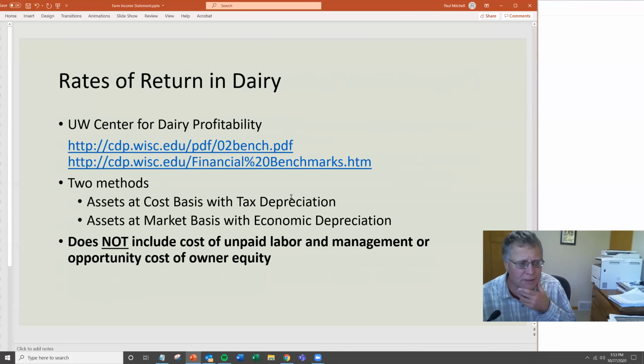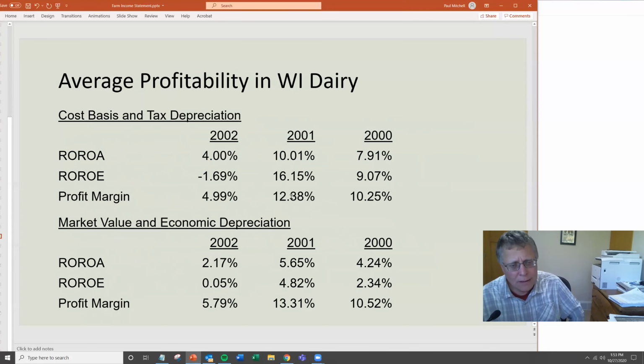They've got a couple of web pages here. There's two methods: assets at cost basis with tax depreciation, and assets at market basis with economic depreciation. Notice there's no cost for unpaid labor management, no opportunity cost for owner equity. So here's back in the early 2000s, 2000, 2001, 2002. Returns on assets using a cost basis and tax depreciation: you can see it was 7.9, 10, 4% from 2000, 2001, 2002.